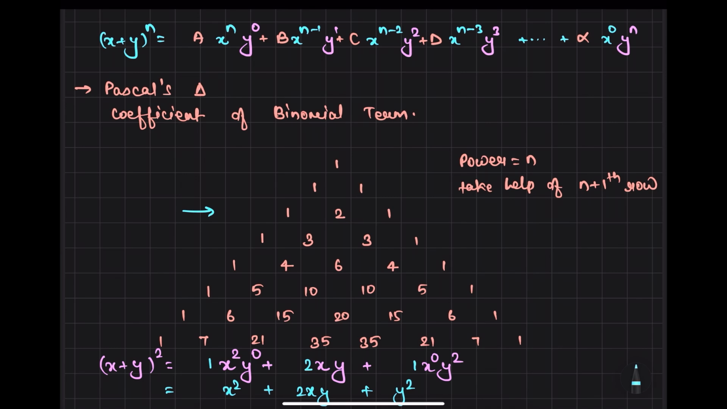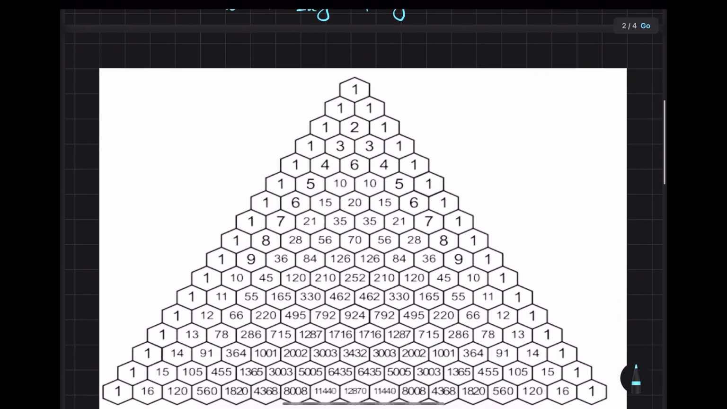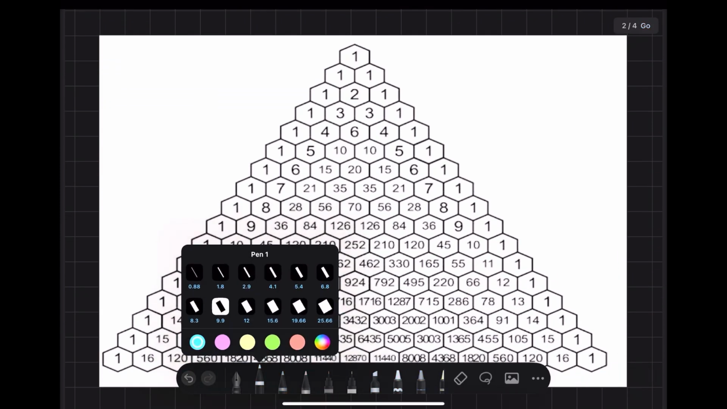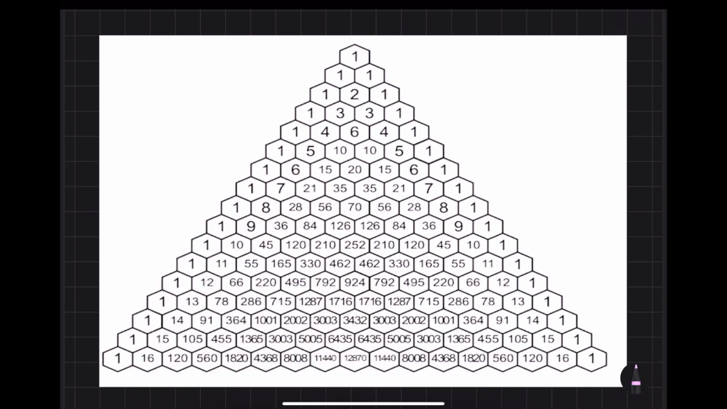Okay, now I will tell you some more important points related to Pascal triangle. For that reference, I have taken this series. Okay, so what you have to do, just look at this. Suppose that I'm doing this thing. In this row, you have to add all the numbers. You have to add everything.